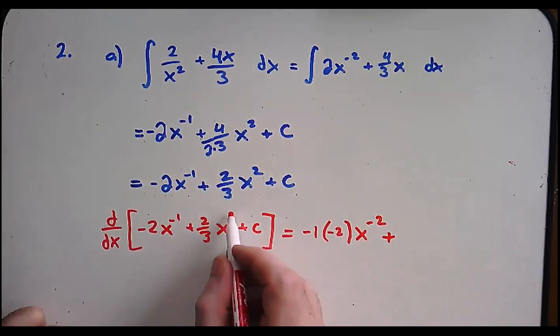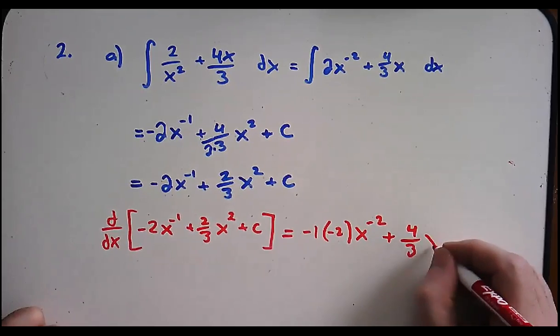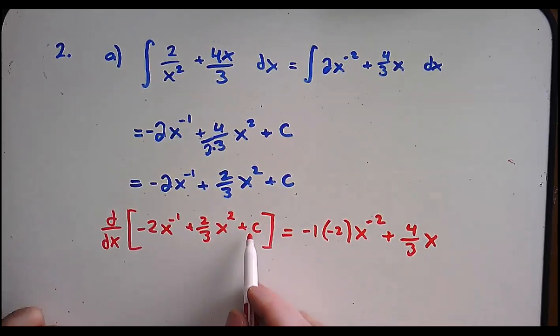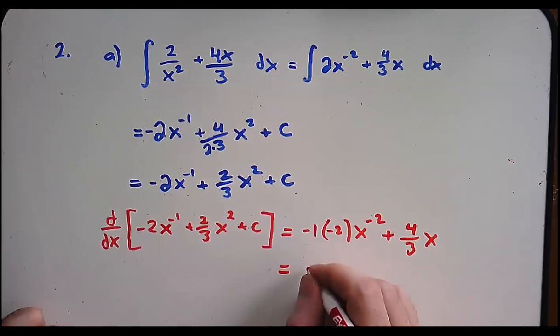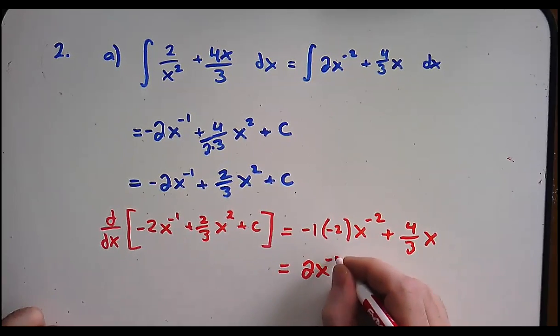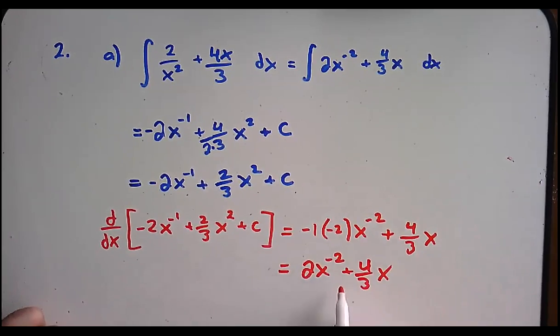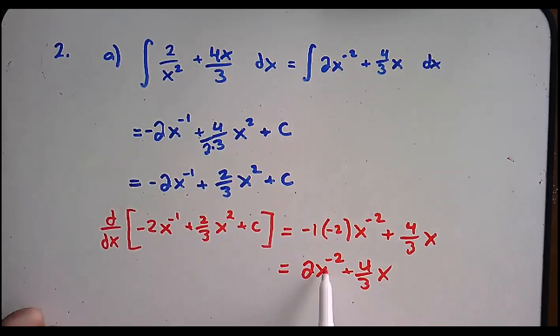Second term, the 2 comes out in front, right? So the 2 from the exponent comes out in front. We have 2/3 times 2, which is 4/3 x, and that was x squared. It's going to drop down to be just the first power, and then the derivative of a constant is just 0. If we take a moment to simplify this, negative 1 times negative 2 is 2. So we have 2x to the negative second power plus 4/3 x. And sure enough, that matches what we have right here. 4/3 x and 2x to the negative second, that's the same as 2 over x squared. And so we just checked our answer in red here.